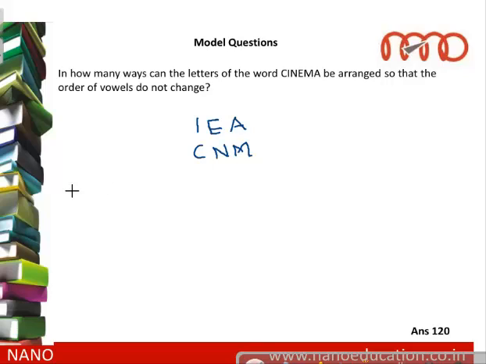Now, the order of the vowels does not change. We can treat all 3 vowels to be identical. They can be permuted in only one way. Their order cannot be changed. So we have 6 things to permute among themselves in 6 factorial ways, of which 3 vowels are identical, divide by 3 factorial. So the answer should be 6 factorial by 3 factorial, which is 120.